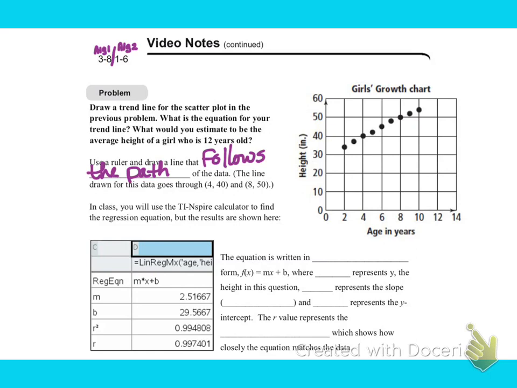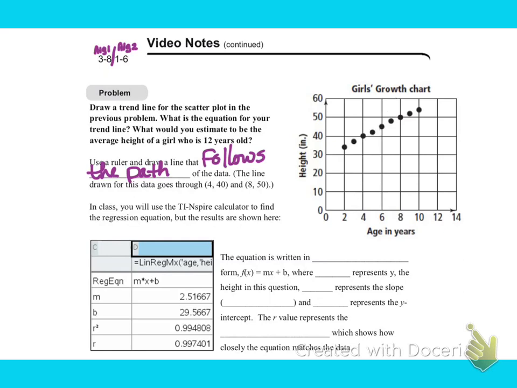To create a trend line, you're going to use a ruler and draw a line that follows the path of the data. An example of a trend line would not be this line that I just drew. Why? Because it does not follow the path of the data. The data points are going up and to the right, but the line that I just drew has a much sharper, higher slope than the path of the points.